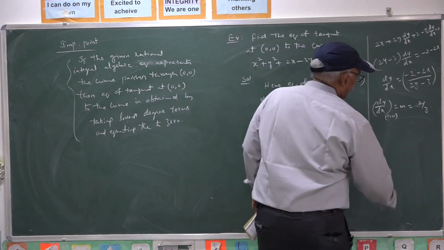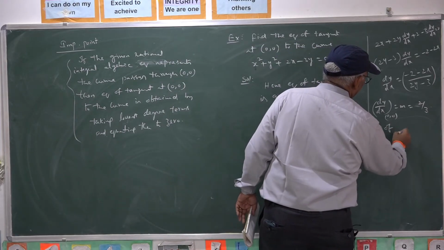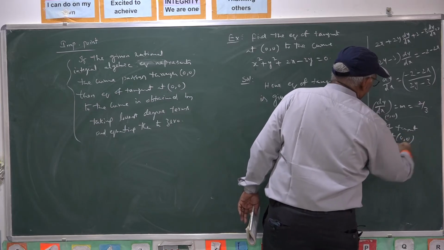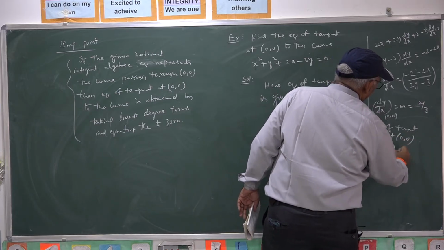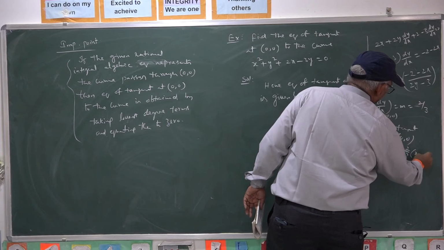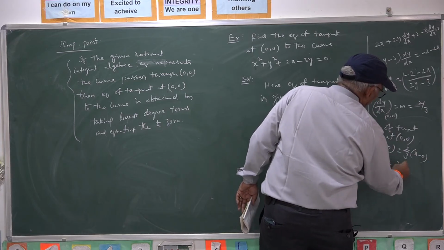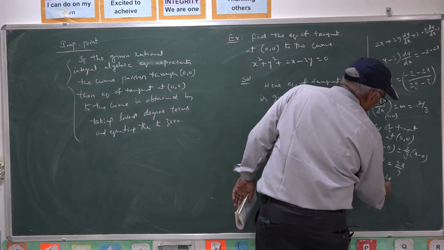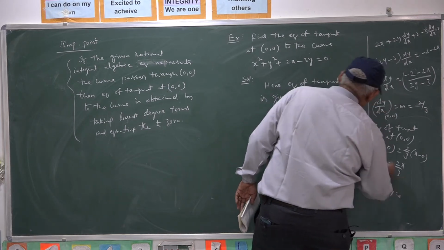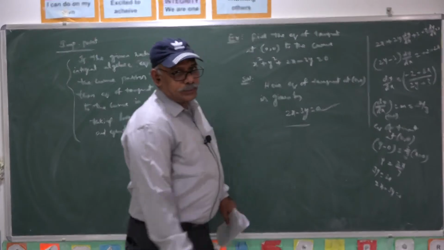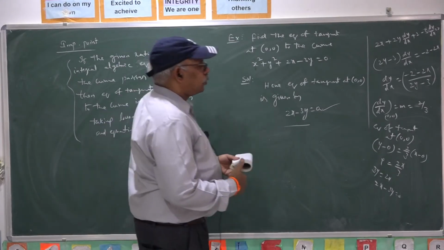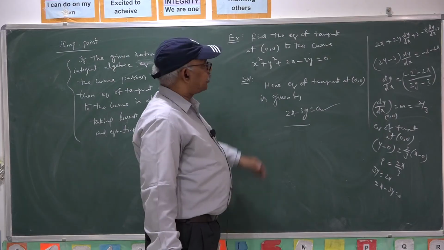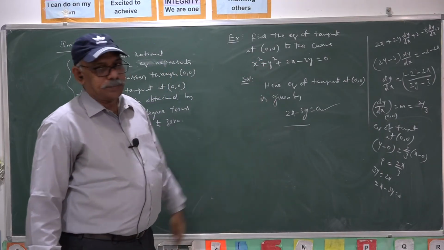So the equation of tangent at (0, 0) is y minus 0 equal to the slope 2 by 3 into x minus 0, y equal to 2x by 3, or 3y equal to 2x, or 2x minus 3y equal to 0, same. So even through the derivative method, once you draw the tangent at the origin (0, 0) to the curve, we get the same.